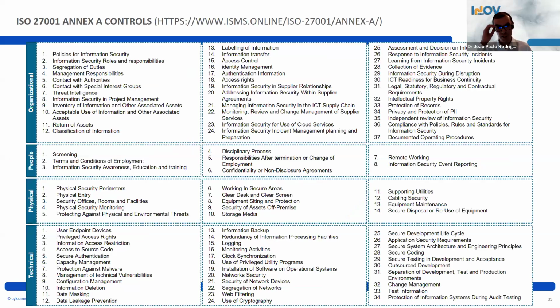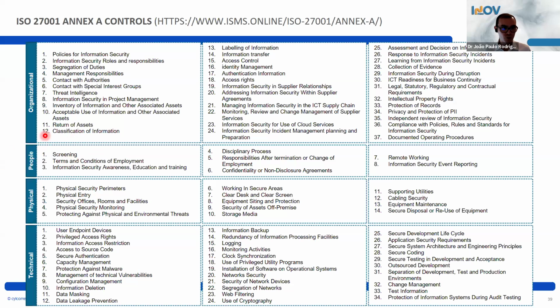And I have listed here the Annex A controls or security objectives. They are organized by organizational objectives, people objectives, physical objectives, and technical objectives. The organizational ones range from policies for information security, roles and responsibilities, the segregation of duties and how it is done, labeling of information, information transfer, access control processes and policies, identity management, and so forth.